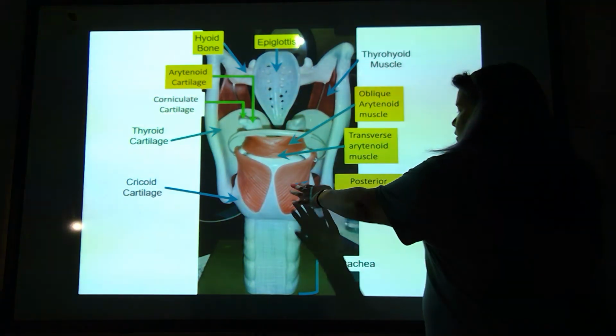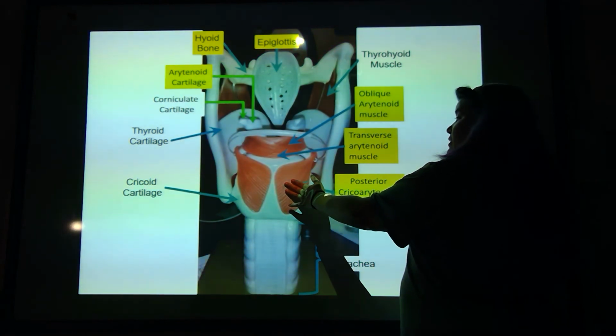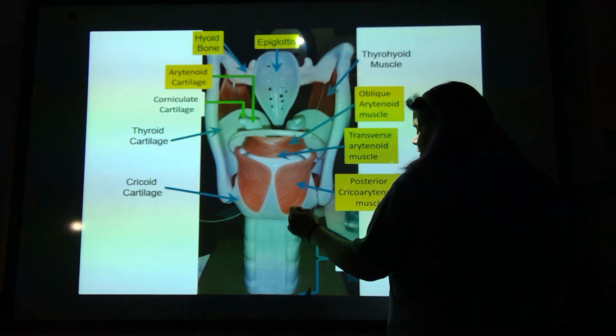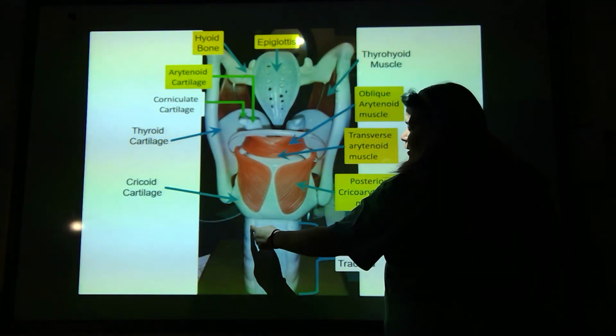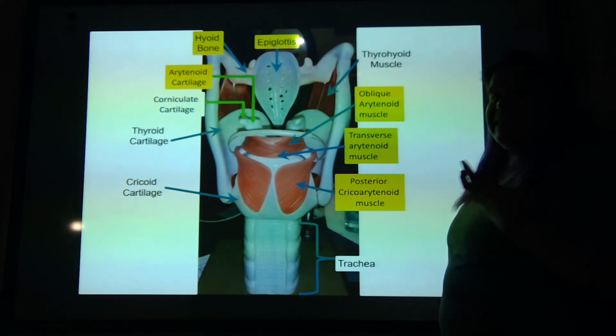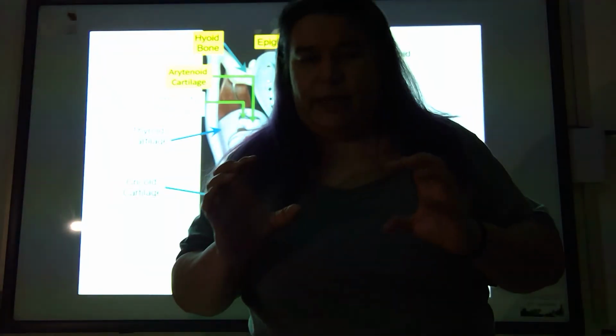Okay, the posterior cricoarytenoid muscle, this is still the base of your voice box, so it's the cricoid cartilage. And then your trachea, you can see the cartilage, but there's nothing here because it's C-shaped cartilage. It's not completely around.